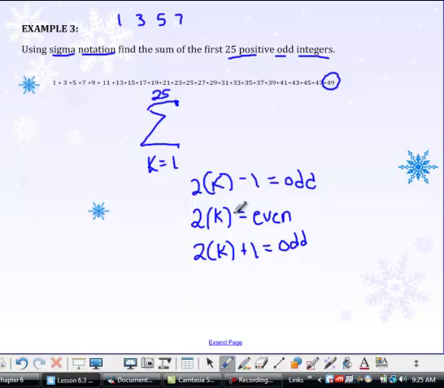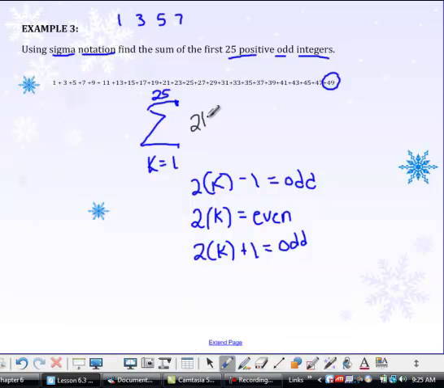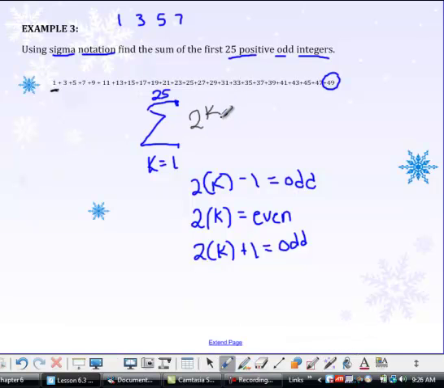All right, so if I chose this formula, 2k plus 1, if I put a 1 in there, 2 times 1 plus 1 gets me 3. That's not the first number, so I can't use that choice for an odd. I have to use 2k minus 1. Because we know that 2 times 1 minus 1 is 1, and that's where we started.